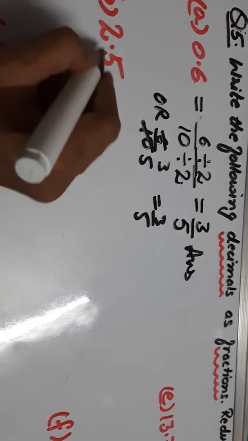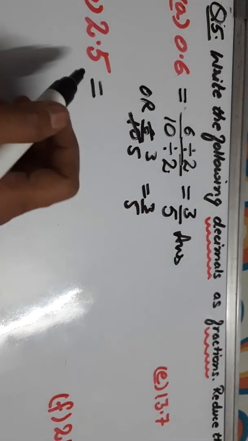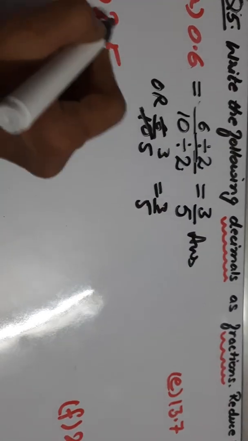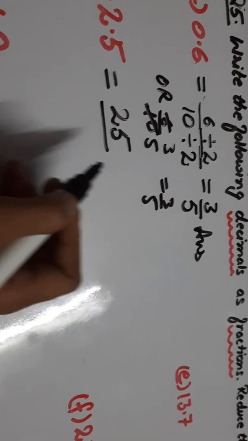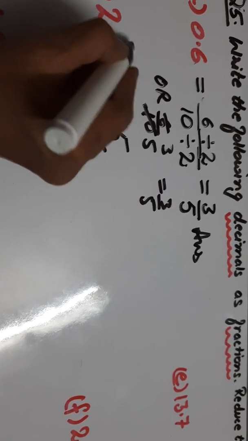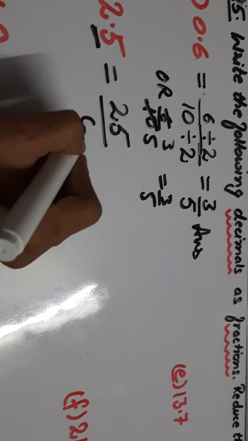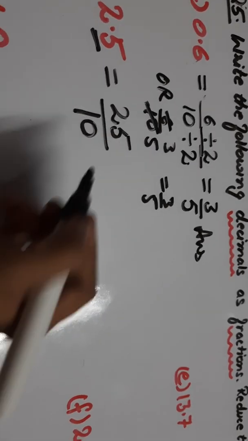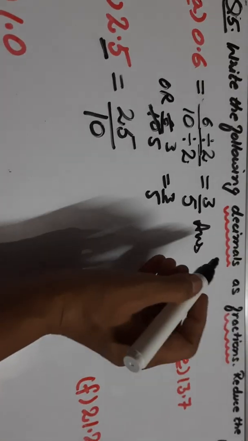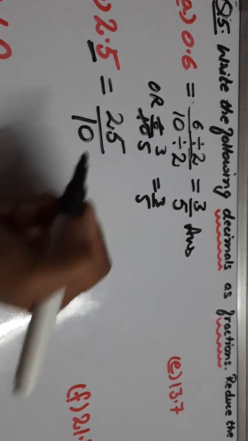Let's do the second part, 2.5. First of all, let us convert the decimal into fraction. Now we'll take 25, we'll remove the decimal, because after the decimal only one digit is there. Behind the decimal one digit is there, so we'll take only 1 0, that is 10. So this is the fraction we have converted. We have done the first part, decimal to fraction. Now let us reduce it.